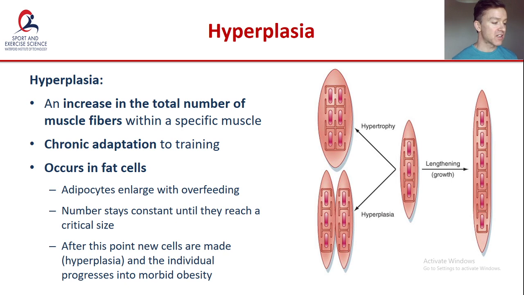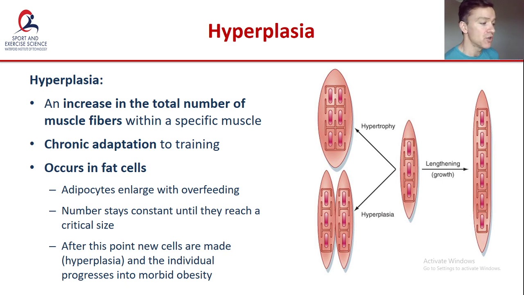And that number stays constant until they reach a critical size. And once that adipocyte reaches a certain critical size, new fat cells will be made, hyperplasia. There'll be an increase in the number of fat cells, and the individual will continue to gain weight as those new fat cells store more fat and enlarge, and this will keep progressing until the person continues on through overweight, obesity, and on into morbid obesity.